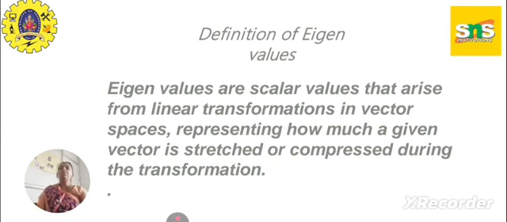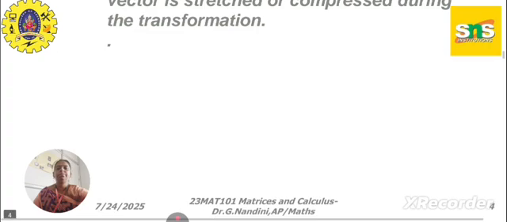So first, let us define what is the eigenvalue. Eigenvalues are scalar values that arise from linear transformation in vector spaces, representing how much a given vector is stretched or compressed during the transformation. So this is the definition of eigenvalue. We find eigenvalue for a matrix, and this helps us in physics for stretching or compression during the transformation from one field to another.